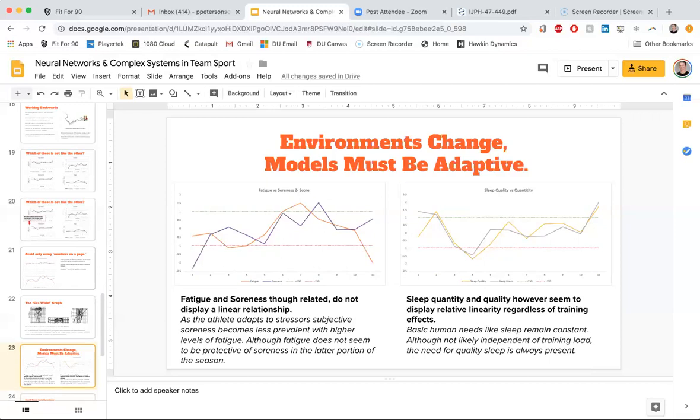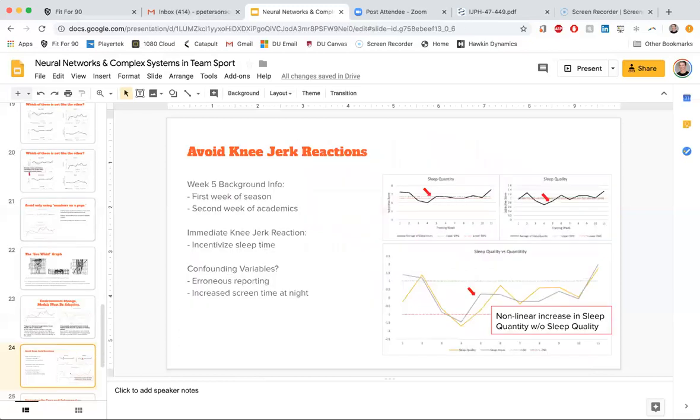Sleep quality and quantity, of course, do display relative linearity, but it seems to be regardless of that training effect. So basic human needs like sleep remain constant. It's not one of those things that can just be put into a training program, right? So regardless of what you're getting your guys through on the field, they're going to have to get to sleep. So that's one of those things that's pretty non-binary. It's not black and white, but will actually stay constant throughout the season.